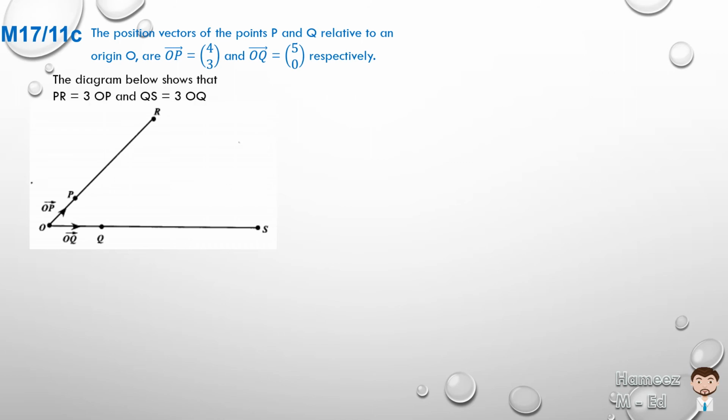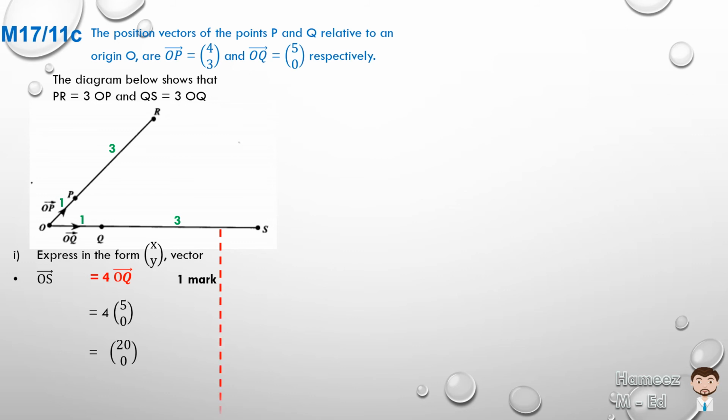The diagram below shows that PR is equal to 3OP. So what does that mean? It means the length from P to R is 3 times longer than the length from O to P. So we can put values there, 1 to 3. And similarly, the same for QS. Express in the form (x, y) as a column vector, OS. So what do we know? We know OS is 1 plus 3, so 4 times longer than OQ. So if we substitute, that'll be 4 times (5, 0). Let's work it out. 4 fives are 20, 4 zeros are 0. So it's (20, 0). Good.